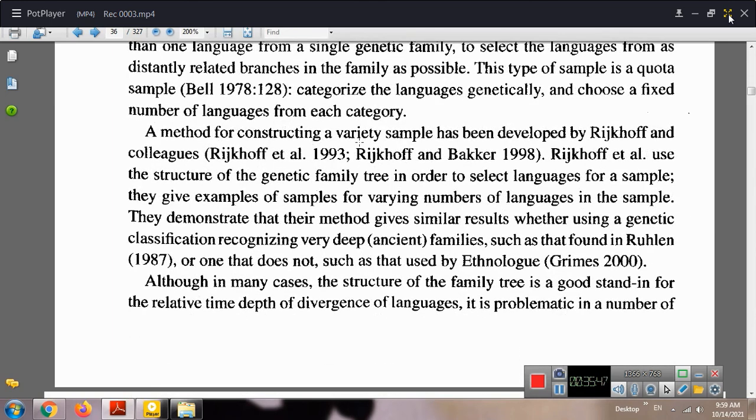A method for constructing a variety sample has been developed by Rijkhoff and colleagues. Rijkhoff et al. used the structure of the genetic family tree in order to select languages for a sample. They give examples of samples for varying numbers of languages in the sample. They demonstrate that their method gives similar results whether using a genetic classification recognizing very deep ancient families, such as that found in Ruhlen, or one that doesn't, such as that used by Ethnologue.